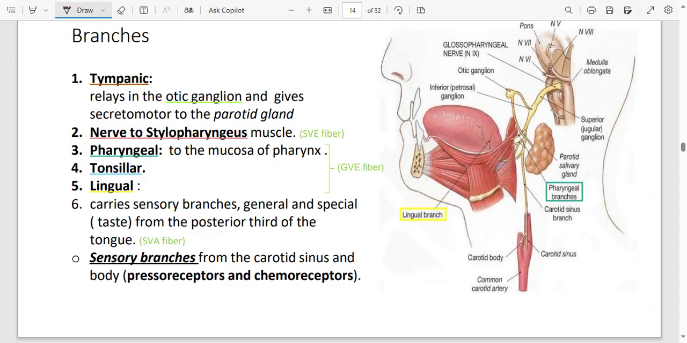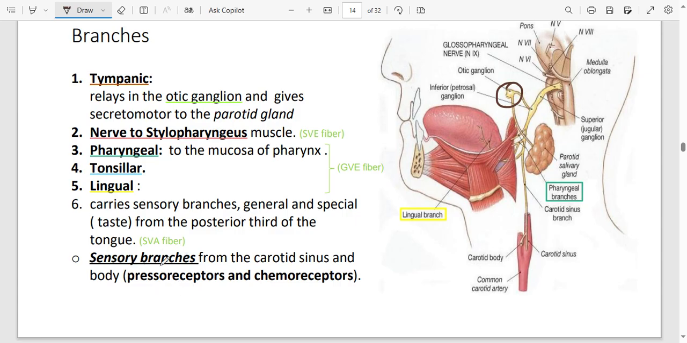When you look at the branches of cranial nerve number 9, you have got the tympanic branch, which is going to relay in the otic ganglion here, and it will give secretomotor to the parotid gland, meaning that it will cause the parotid gland to release its contents. You also have the nerve to the stylopharyngeus muscle, okay, even from the name stylopharyngeus muscle. And then you have got the pharyngeal nerve, which goes to the mucosa of the pharynx, the tonsillar, and the lingual nerve. The lingual nerve is going to the tongue, which carries these sensory branches, general and special, from the posterior third of the tongue.